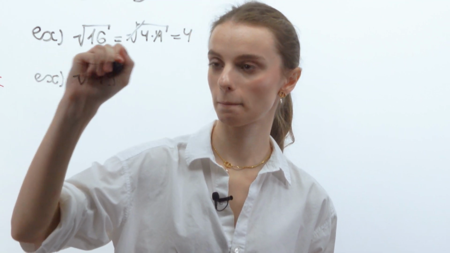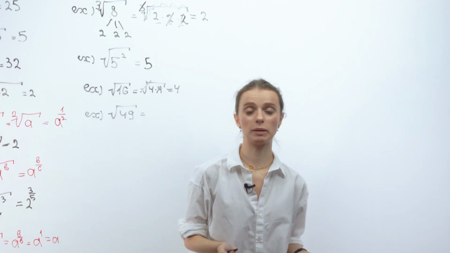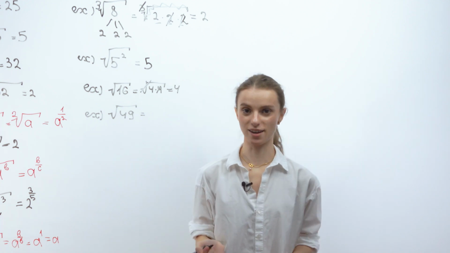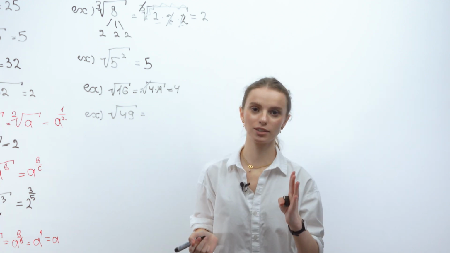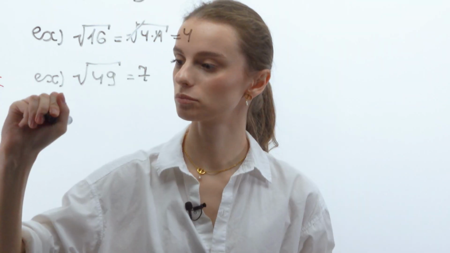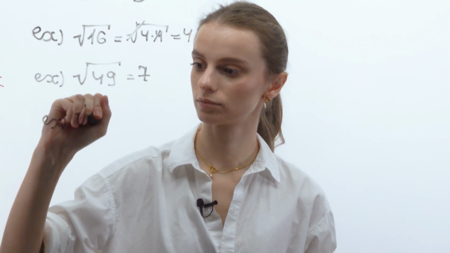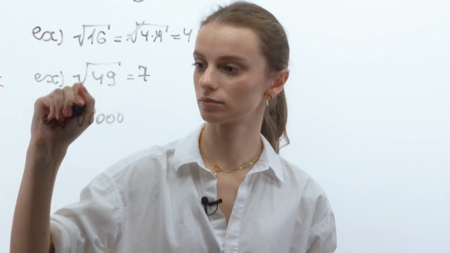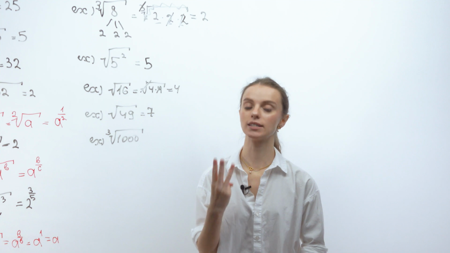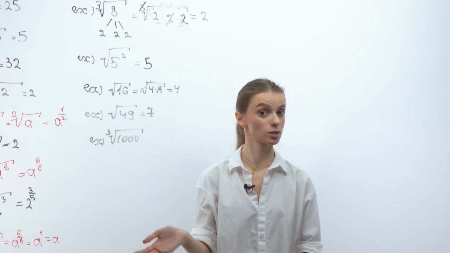What about square root of 49? What number do you need to multiply by itself twice to get to 49? That is 7. This is your multiplication table. What is a cube root of 1000? What number do you need to multiply by itself 3 times to get to 1000? That is going to be 10.